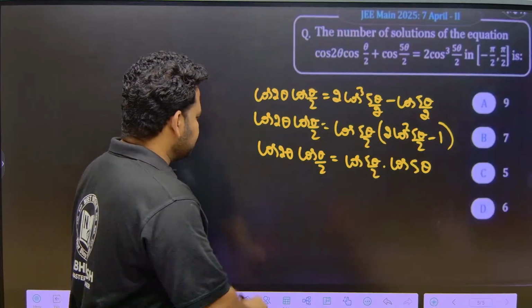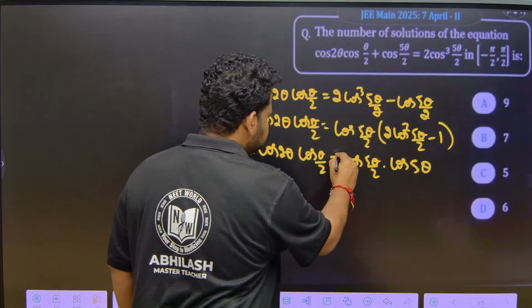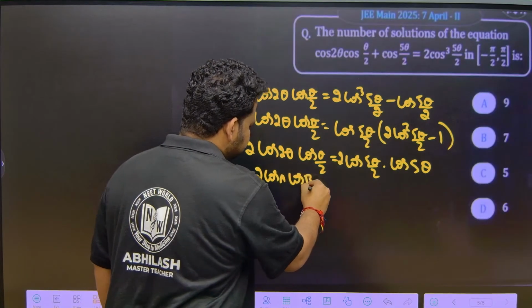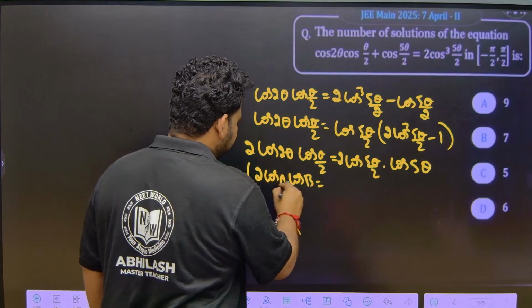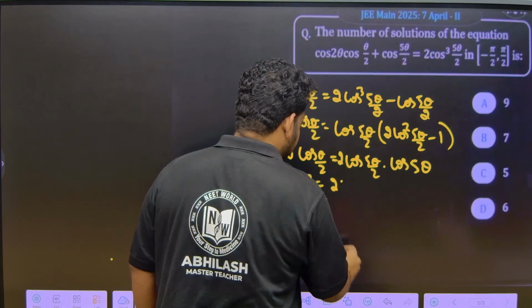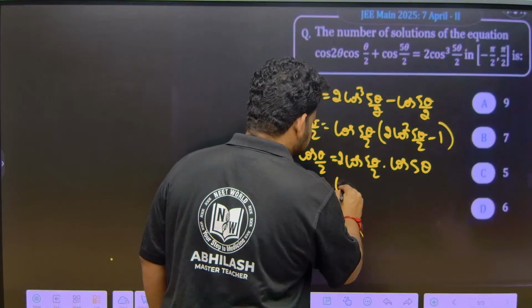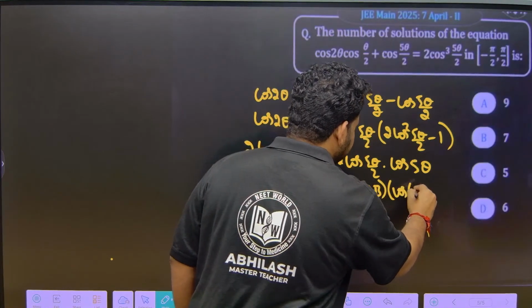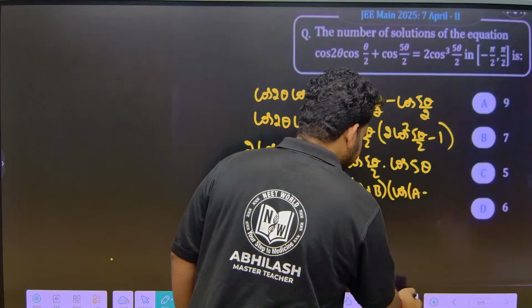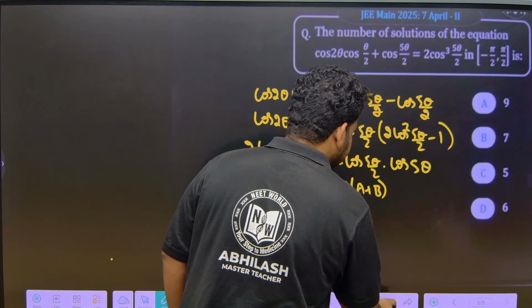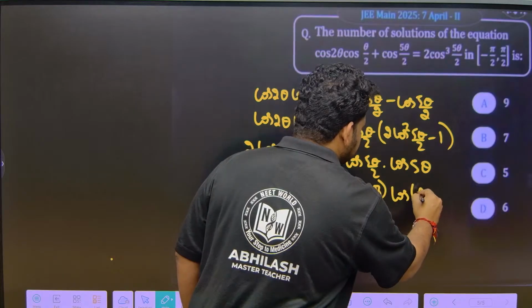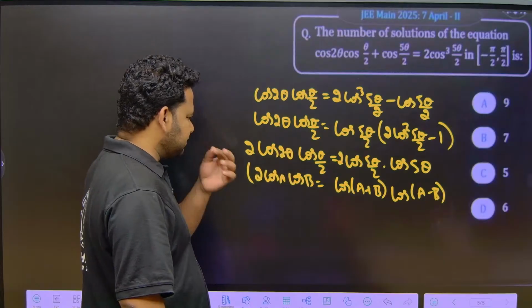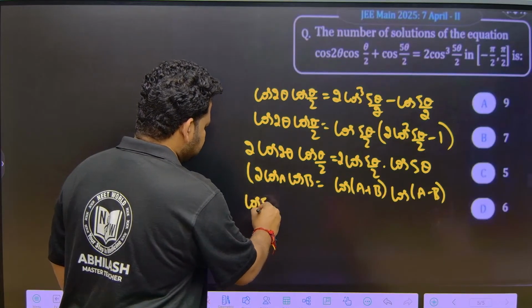Now, see here, we have a 2 on both sides. This is nothing but 2 cos A cos B. The formula for 2 cos A cos B is cos of A plus B into cos of A minus B, correct? This is what we have to apply here. So, cos of A plus B here. A plus B is what? This will give us cos 5θ/2.